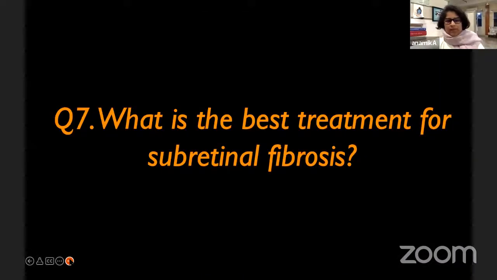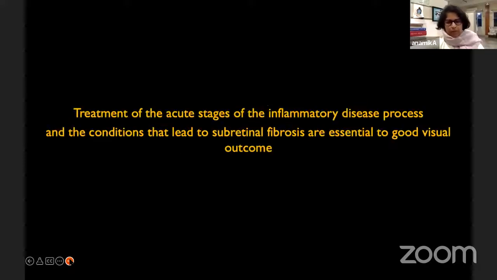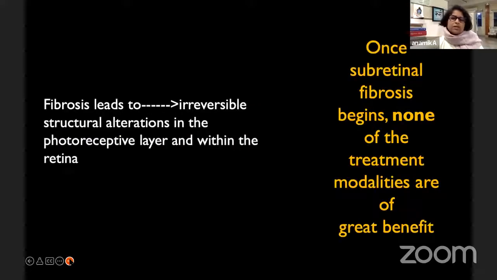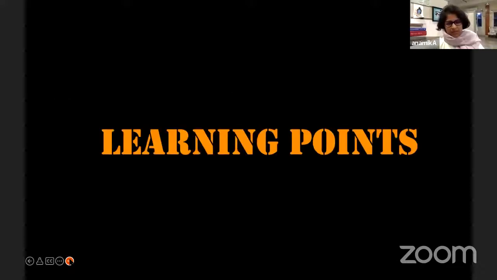The last question is, what is the best treatment for subretinal fibrosis? It's an age-old saying that prevention is better than cure. Why I say that is because once a subretinal fibrosis sets in, really nothing can be done, because it leads to irreversible structural changes in the photoreceptor layers. So the best is to pick them up early and treat the patients. Still, if you want to take aid, you can go ahead with systemic and local steroids, anti-VEGFs for CNVM, and immunomodulators for the other associated diseases.